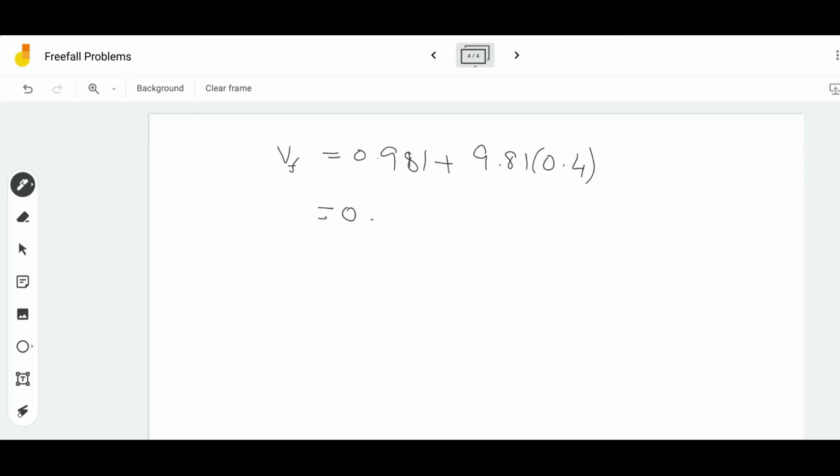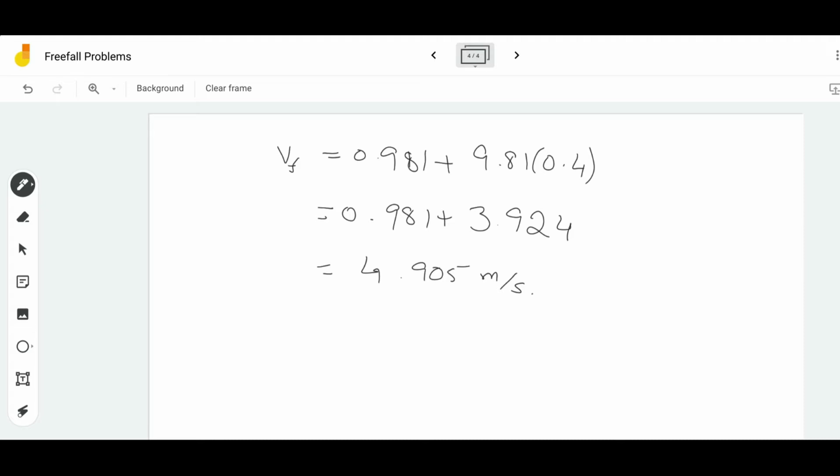This becomes 0.981 plus 3.924, which is then equal to 4.905 meters per second. Right? Now, how do we know how much distance has been covered?